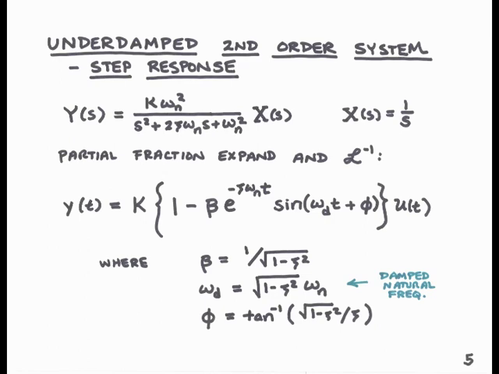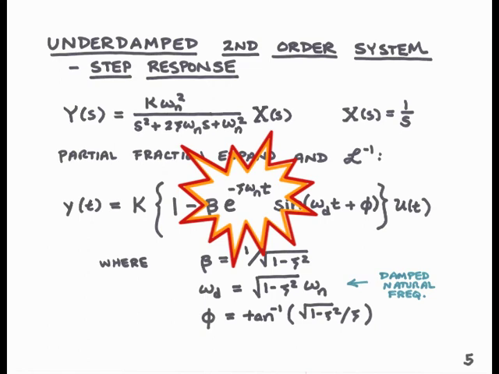I'd like you to pay close attention to the form of the response to the unit step. First, note that the DC gain is on the outside of the terms here. The larger the DC gain, the larger the response. Second, note that the term inside the curly brackets contains a decaying exponential multiplied by a sine wave. The sine wave is at a frequency of omega d. The rate of decay of the exponential is determined by zeta omega n.